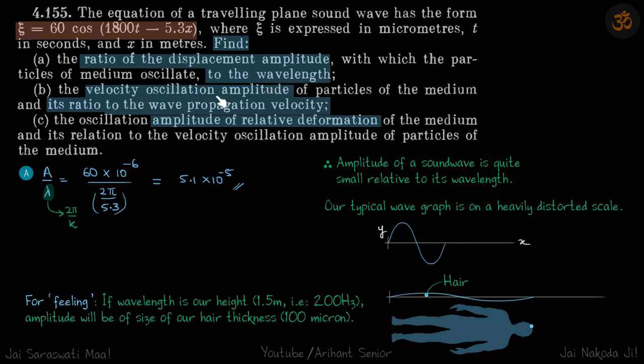Second part, the velocity oscillation amplitude of the particle and its ratio to the wave propagation velocity. So again we are taking the ratio of the velocity of the particle and the velocity of the wave.